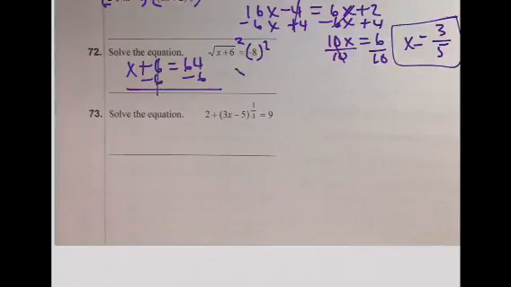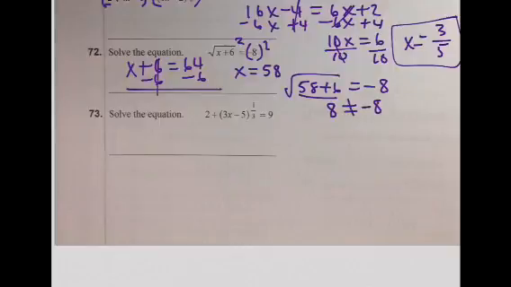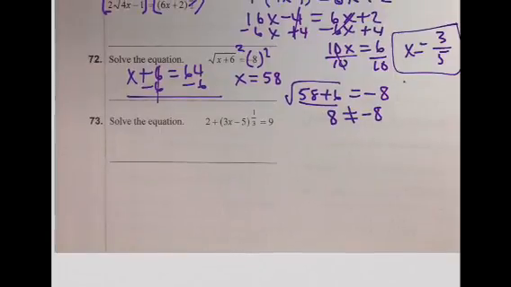I just want to show you how algebraically you get no solution. So x is 58, right? So when you plug it back into the original, it says 58 plus 6 equals negative 8. Well, this is 64, and this is actually positive 8. So positive 8 does not equal negative 8. Okay, so this is no solution. And you knew just by looking at it, because you have a negative on the right side.